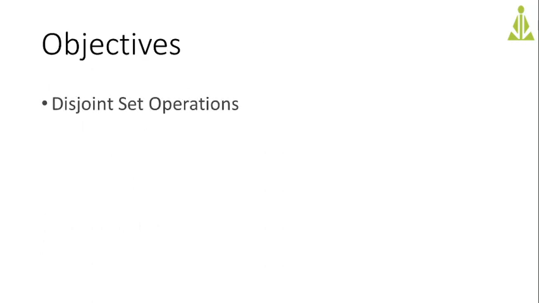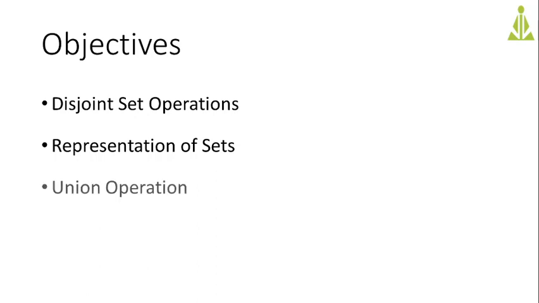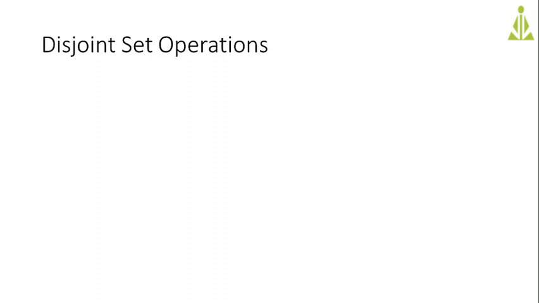Okay, so today's objective is we are going to see the disjoint set operations, and we are going to see how we will represent the sets, and the third point is the union operation, and the last one is the find operation. These are the things we are going to see in today's lecture. So what is a disjoint set operation?